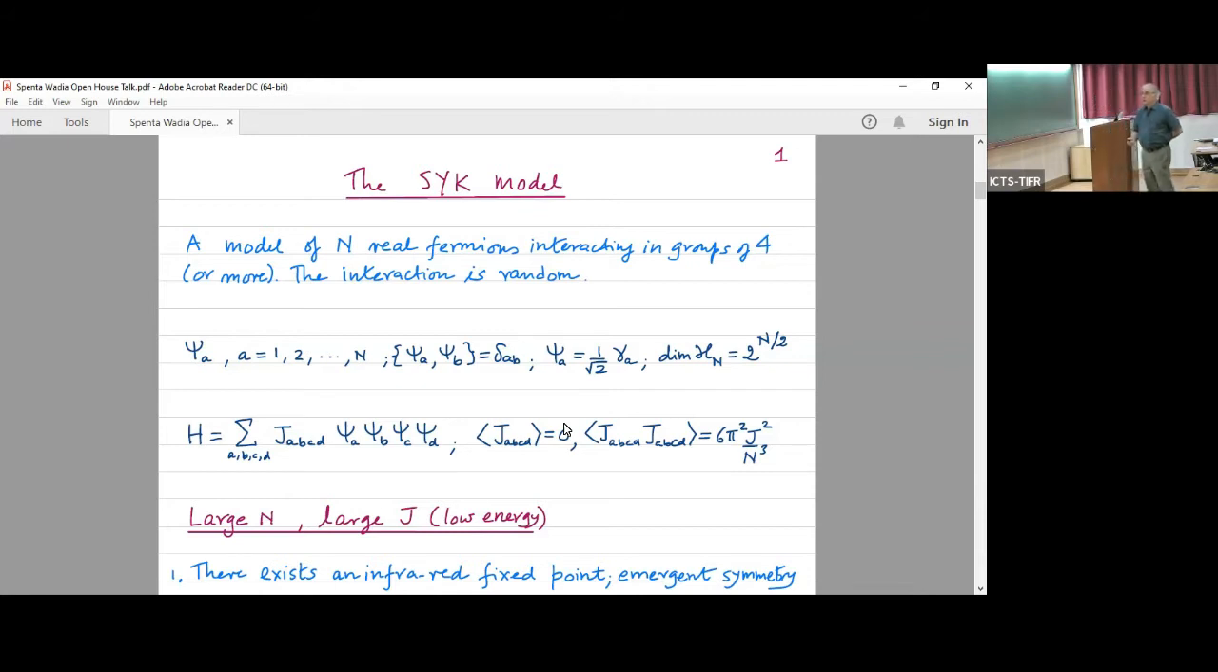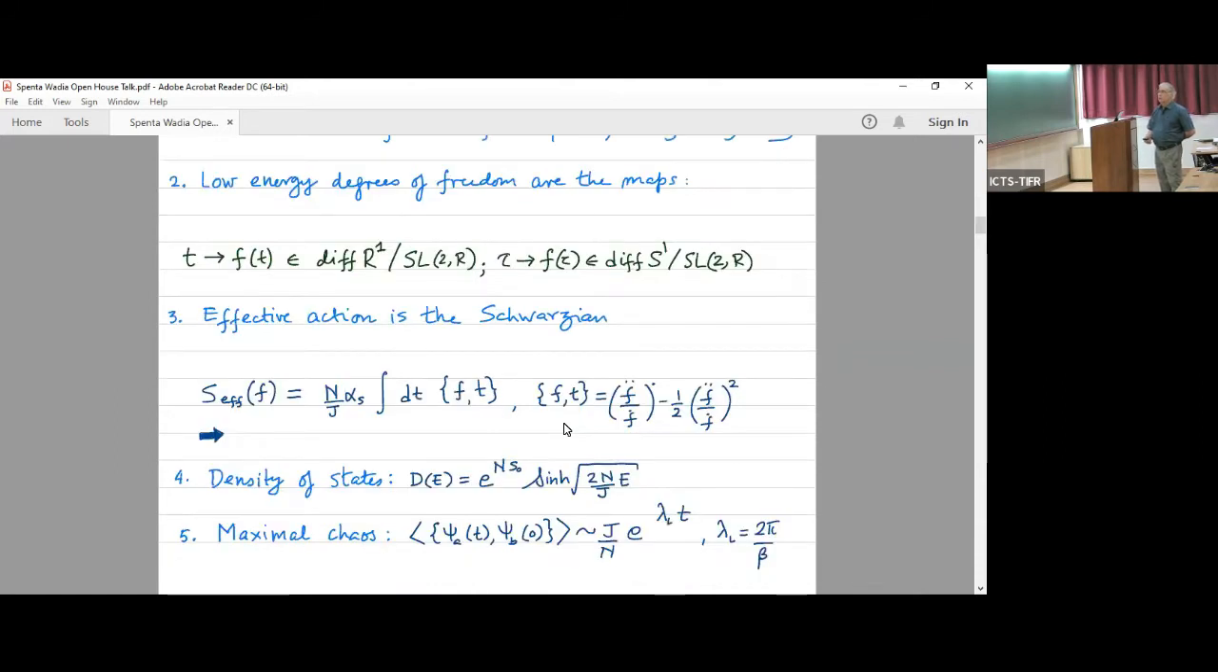So here is the model. It's a very simple model. The degrees of freedom are basically some gamma matrices, and the dimension of the Hilbert space is 2 to the power n upon 2. And if n is large, this is a large Hilbert space. So this is the Hamiltonian, and this is the expectation value of the random noise, which is Gaussian, and the Gaussian is given by this formula. Okay, so I'll just summarize very briefly.